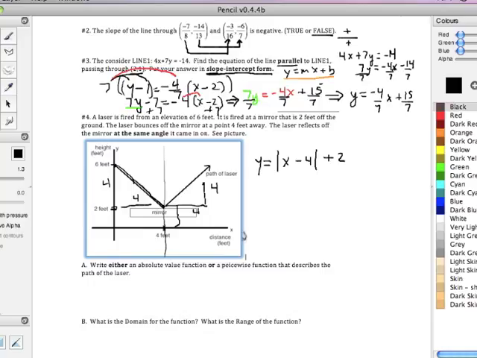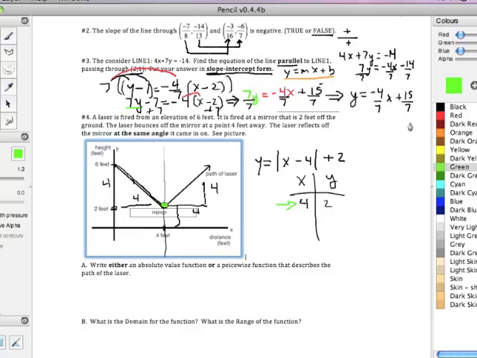And you can also just look at this as a table of values. Let's try x equals 4. What does y equal? Well, 4 minus 4 is 0. Absolute value of that is 0, plus 2 is 2. So that's this point right there. So let me do that in green. So this point right here is right here.